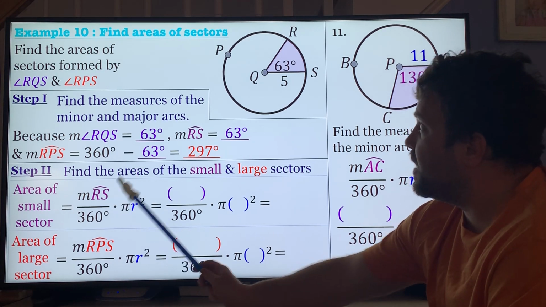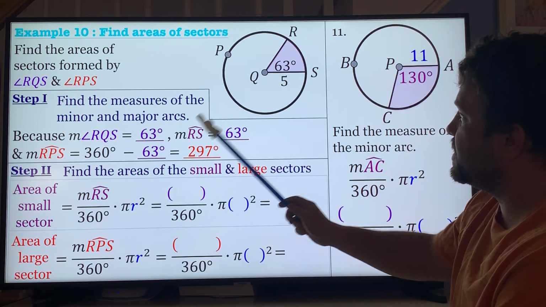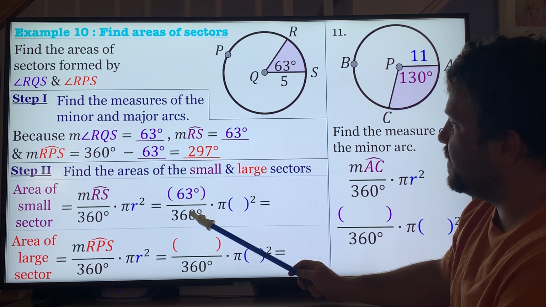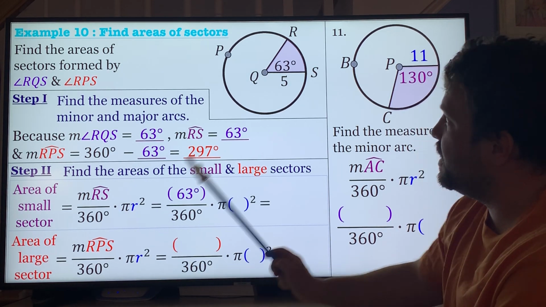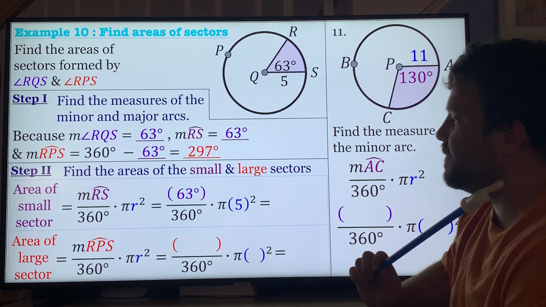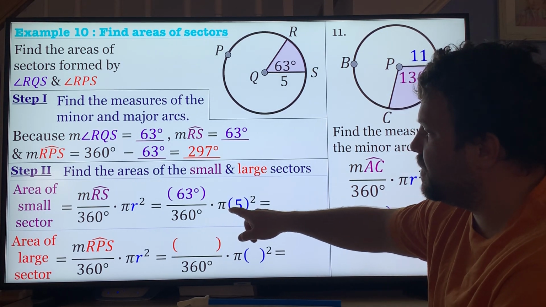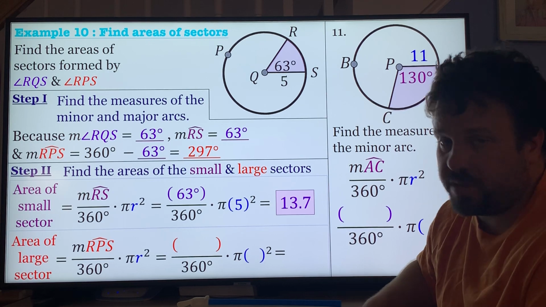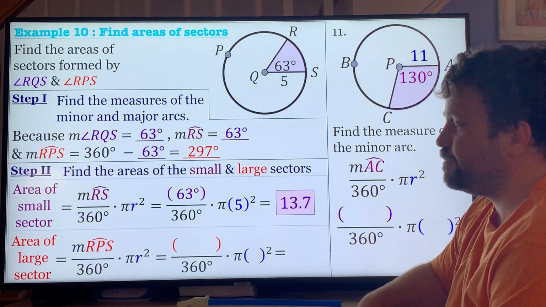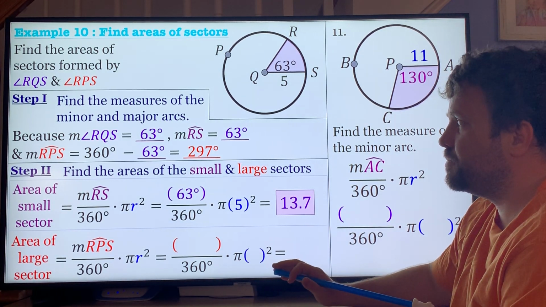So the measure of RS over 360, 63 divided by 360 times the area. Pi, what's the radius here? 5 squared. So 63 divided by 360 times pi times 5 squared equals 13.7. That's it. Why don't you try the large sector?